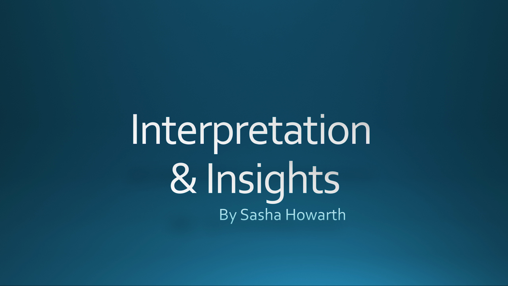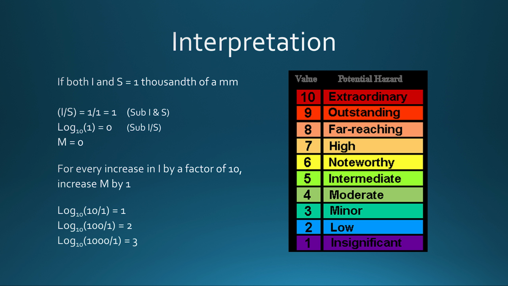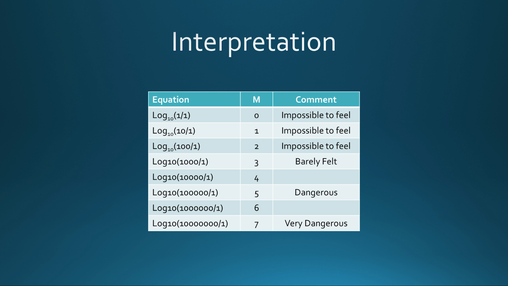The Richter scale measurement is given by the equation M equals log 10 of I over S, where M is equal to the magnitude, I is equal to the amplitude, and S is equal to 0.001 of a millimeter. Therefore, if the amplitude was 0.001 of a millimeter, the equation would be log 10 of 1, which is equal to 0 on the Richter scale. Going up in units of 10 will go up by 1 unit on the Richter scale, as shown below.